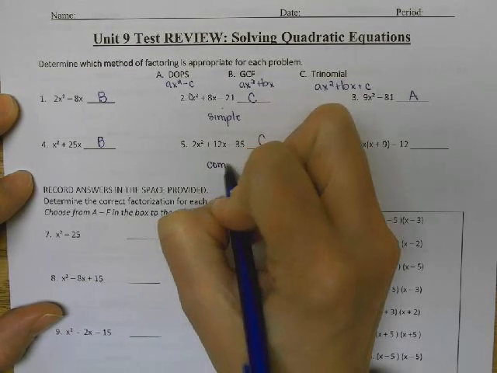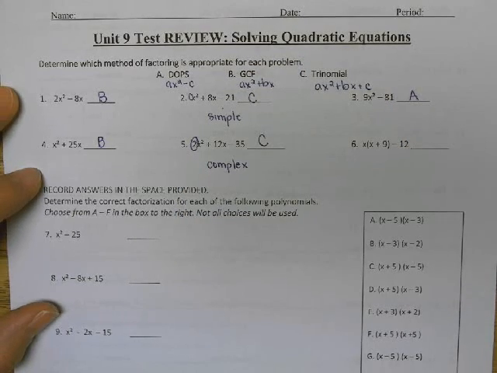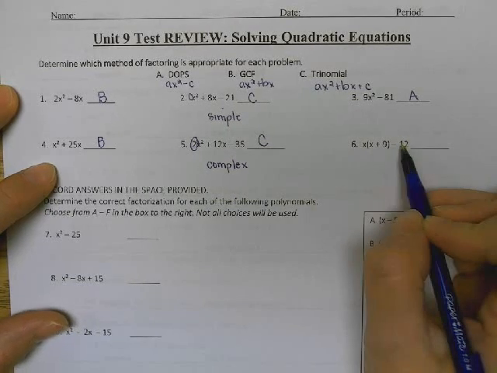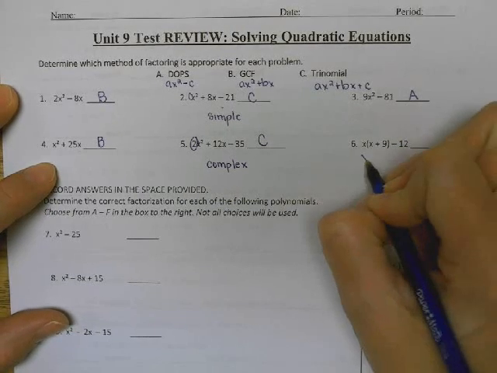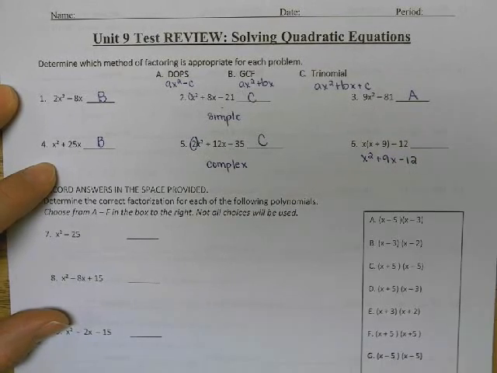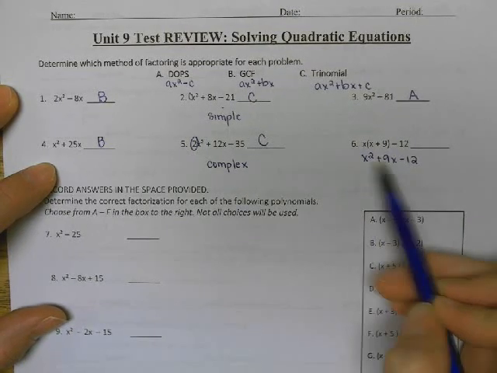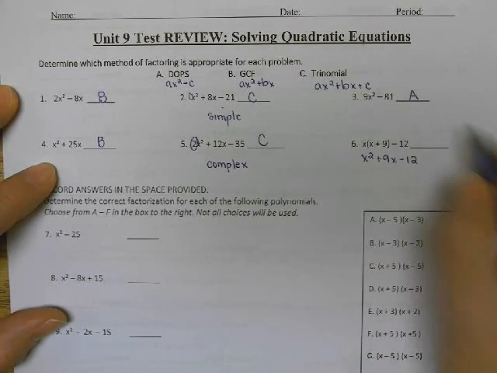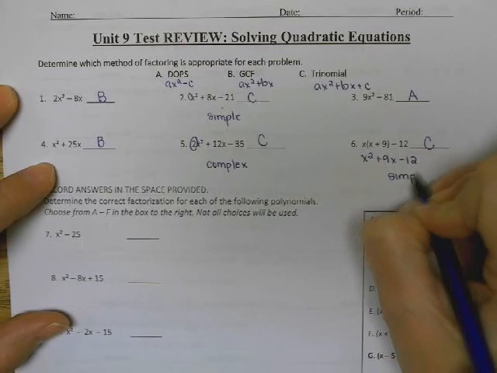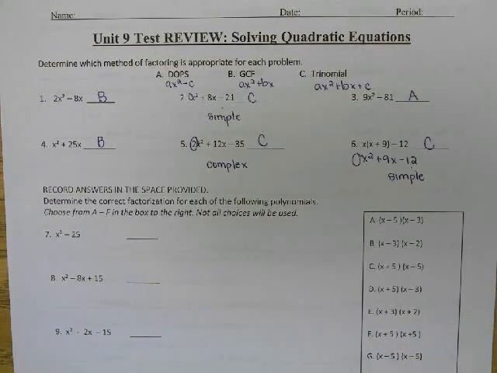If I wanted to go one step further, this is actually a complex trinomial, because the coefficient in front of the x squared term this time is something other than 1. Alright, right here, before I can determine what I have, I need to go ahead and distribute that x through so that I can see all of my terms written out. Once I do that, I have an x squared plus 9x minus 12. I have three terms, which makes it a trinomial, and it is a simple trinomial because the number in front of x squared is in fact 1.